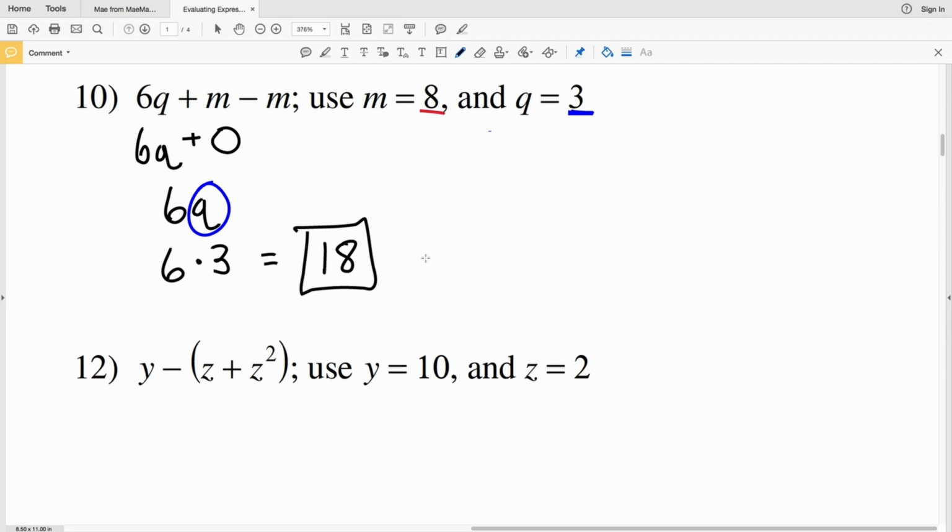In this video, I only went over numbers 1 through 10. In the next video, I'll do numbers 11 through 20, and in the last video, so the third video that completes this worksheet, will be numbers 21 through 26.